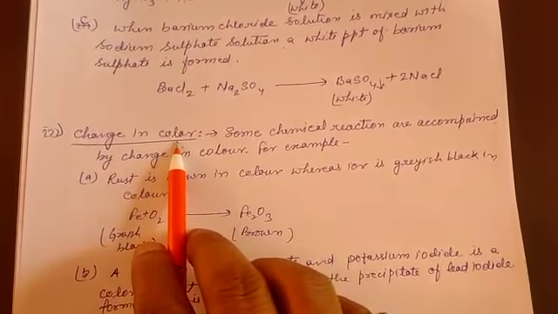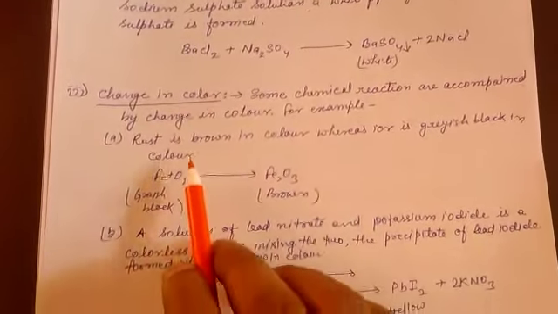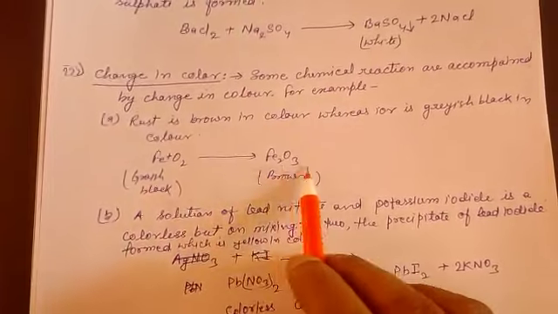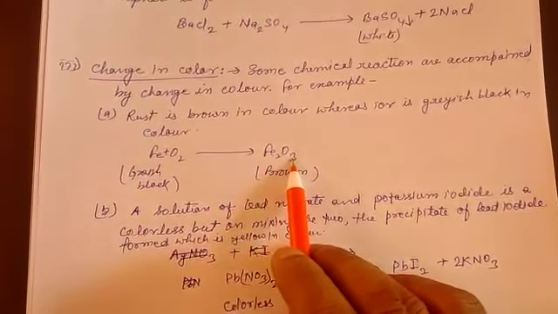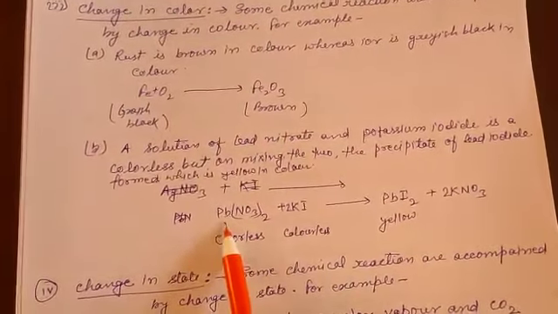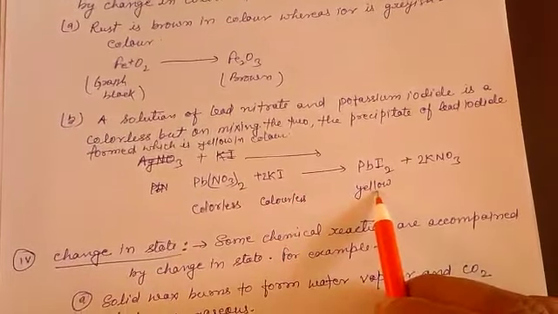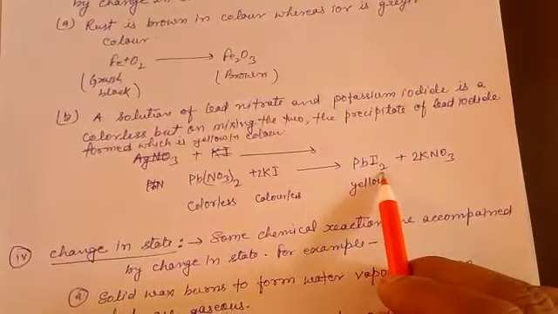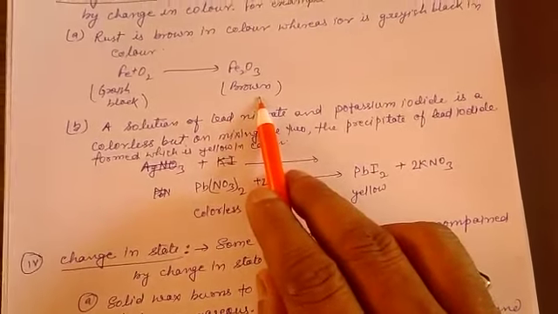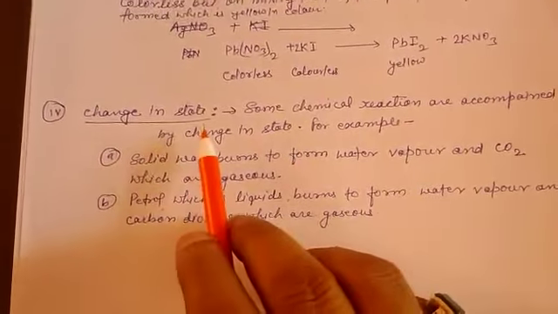Right. Now, come to the third point, that is the change in color. Some reactions also take place with a change in color, right? Like rusting of iron. When iron reacts with oxygen, it forms a brown color of iron oxide, right? Similarly, when colorless lead nitrate reacts with colorless potassium iodide, it gives yellowish lead iodide, right? This appearance of yellow color and brown color shows that the reaction is taking place.